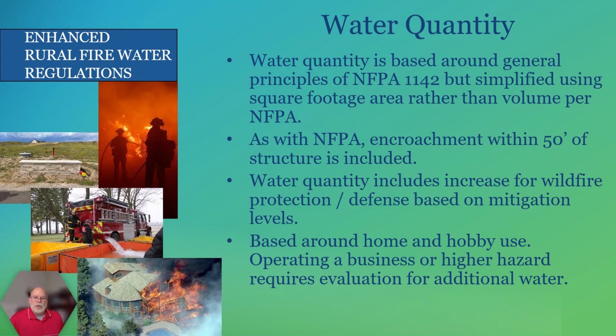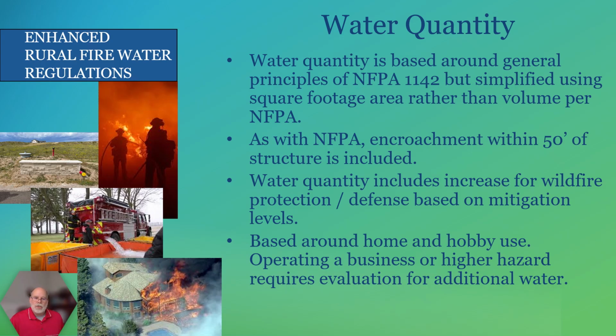Our water quantity includes increases for wildfire protection and defense based on mitigation levels. So unlike traditional codes of both NFPA and the International Fire Code that only look at the structures, we are taking into account the wildland interface. The general code criteria is we're looking at whether it is a low level of mitigation, or medium to higher level hazards or mitigation levels. So it's important that we look at the mitigation of what's being done around the property and around the house, and the trees being cut and trimmed all becomes a factor.